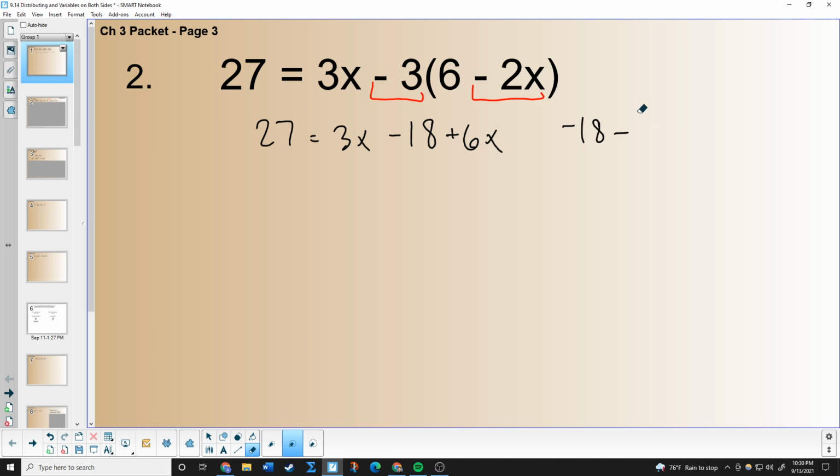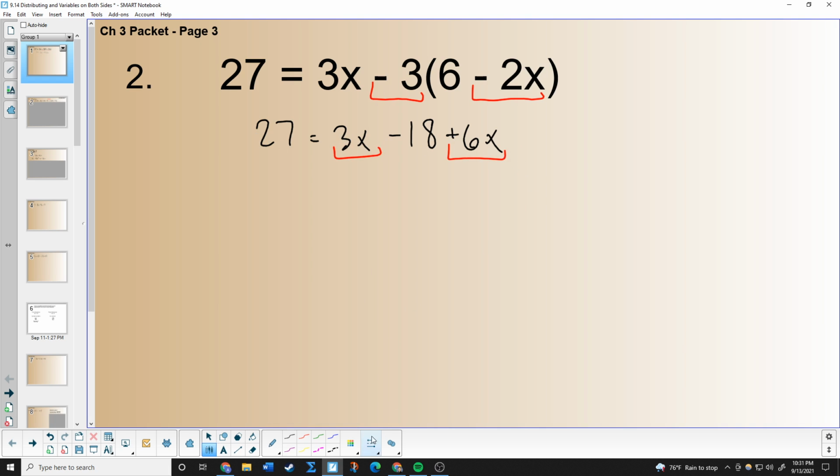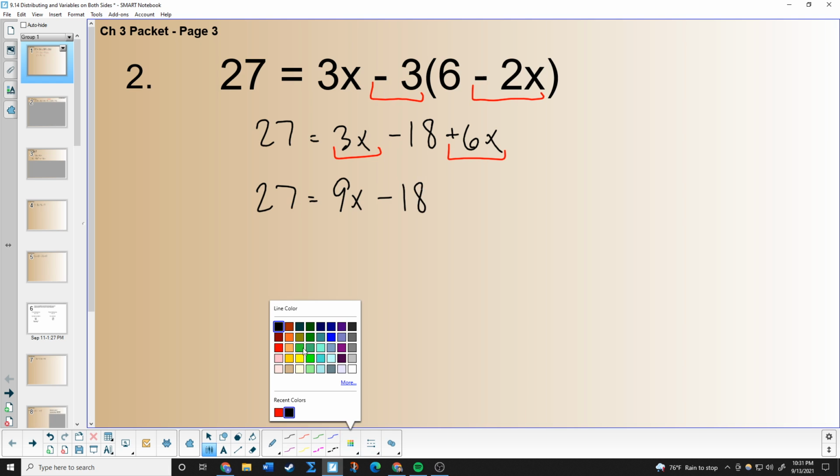All right, so let's keep it going. We want to go ahead and simplify anything that we have on each side of the equation. So the 27 is all by itself. That's just fine. We have a 3x and a positive 6x. So we're going to combine these like terms, which gets us 27 equals 9x minus 18, since 3x and 6x are both positive. And this should look like any old two-step equation that we've been working with.